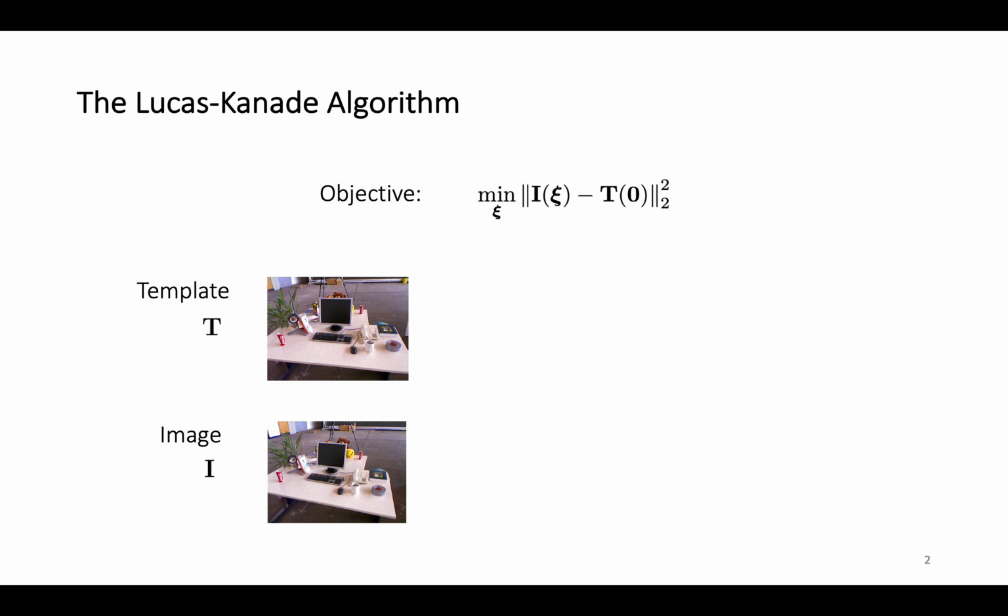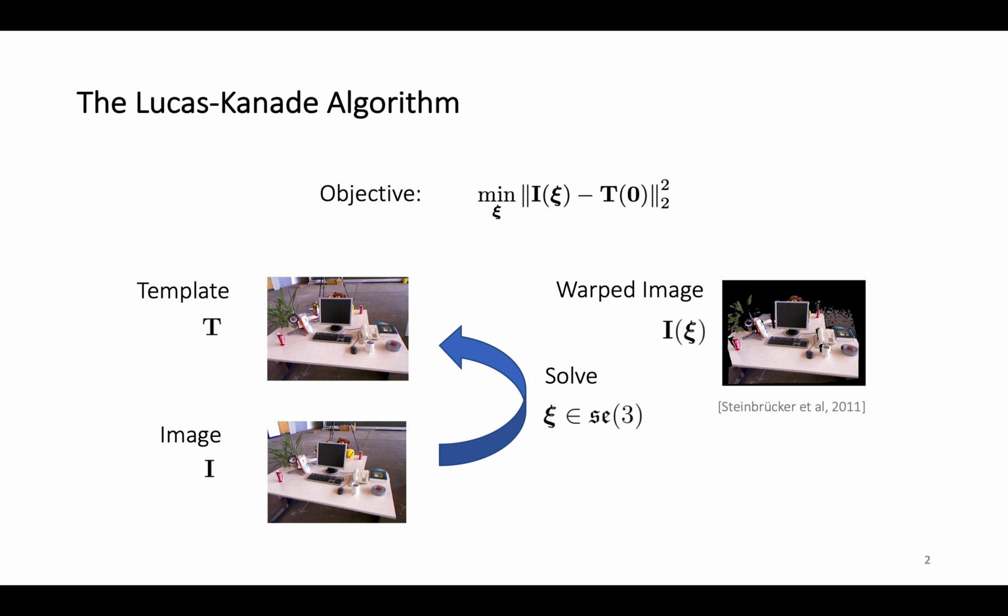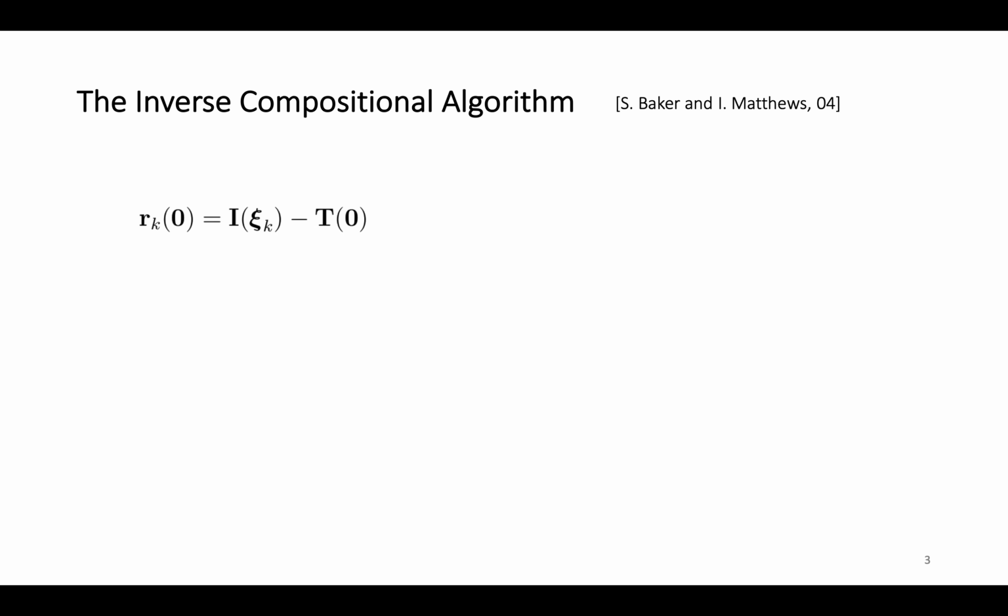The seminal Lucas-Kanade method is a widely used image registration tool in computer vision. It recovers the motion transform by minimizing the photometric error of the warped image to the template. One classical solution to the Lucas-Kanade objective is the inverse compositional algorithm.